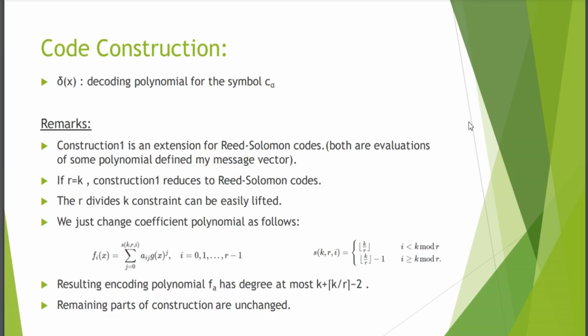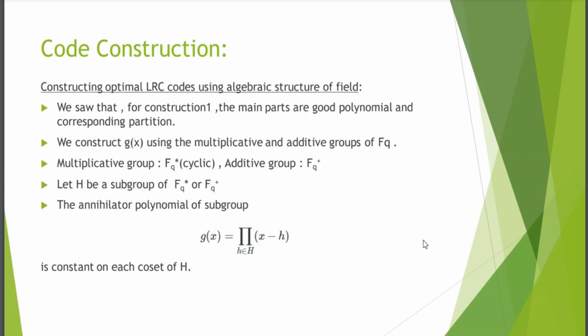Remarks. We can see that construction 1 is just an extension of Reed-Solomon codes, as both are evaluations of some polynomial defined by the message vector. If r equals k, our construction reduces to a Reed-Solomon code. The r divides k constraint can be removed easily as follows. Instead of using the quotient polynomials used above, we can use the polynomials mentioned here, where s(k, r, a) is mentioned here. So the resulting encoding polynomial has a degree of k plus ceil(k/r) minus 2.